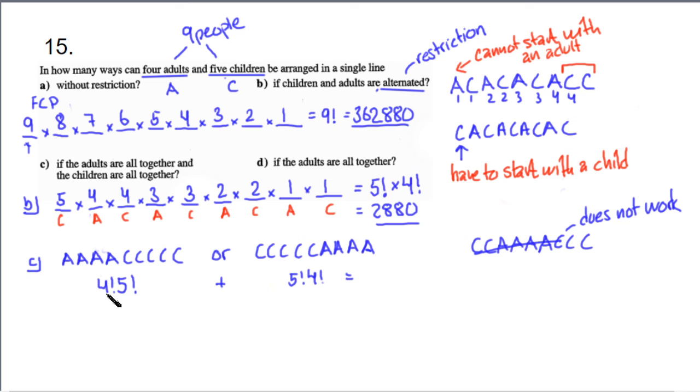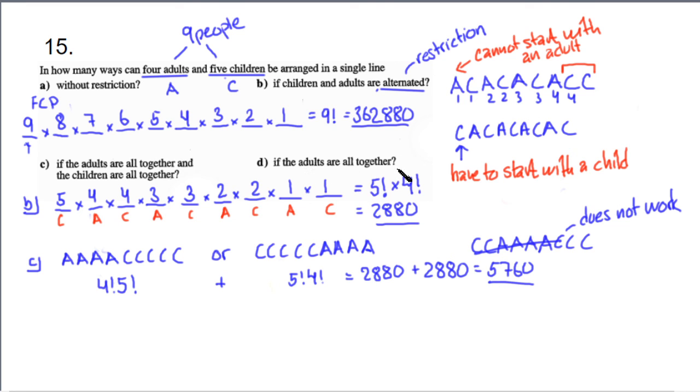So we know that 4 factorial times 5 factorial is 2,880, and it's going to be plus 2,880, and you add that up, you're going to get 5,760 different arrangements. And then finally is D.